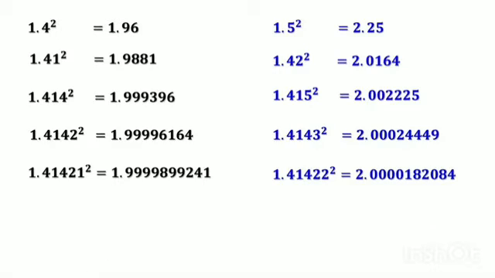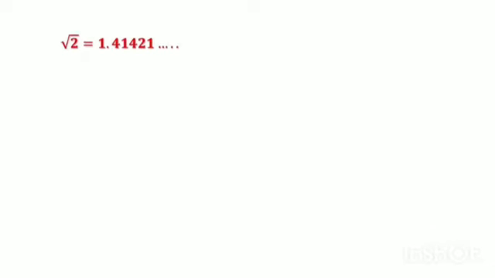Or we can say root 2 is equal to 1.41421, etc. We can say root 2 is approximately equal to 1.4 if we take up to one decimal place. This symbol denotes approximately equal to. Or we can say root 2 is approximately equal to 1.41 for up to 2 decimal places.